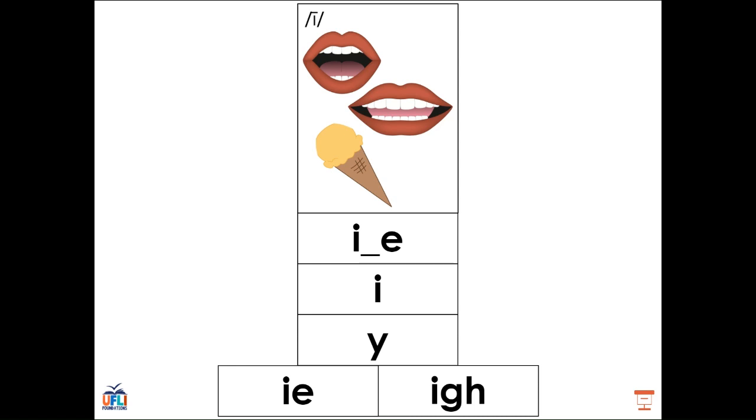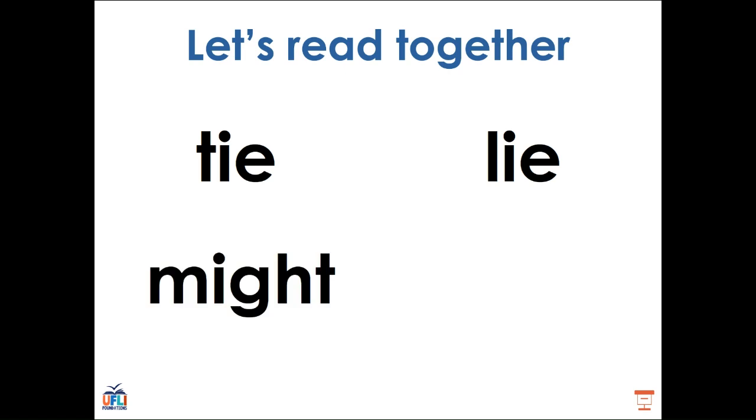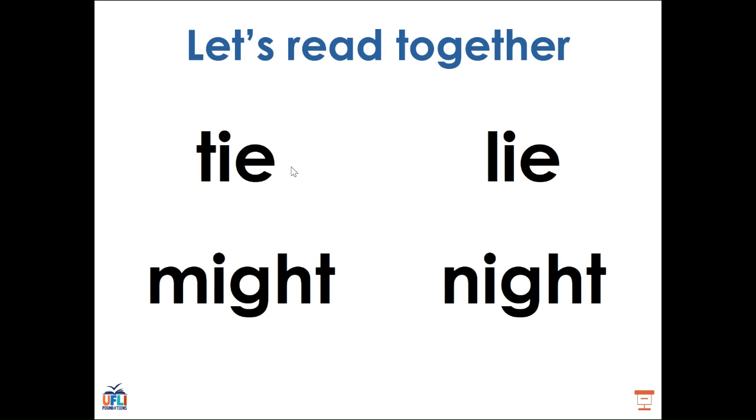Spelling it is a lot more difficult because we don't always have rules about which one to choose. So that takes practice and time. All right, let's read some examples together. Tie, lie, might, night. So once again, these are easier because you're just decoding it, you're reading it. But when you're spelling it, that's when it becomes more difficult.